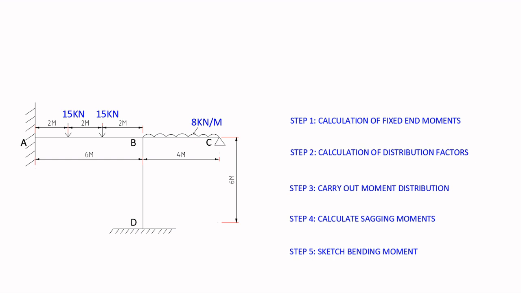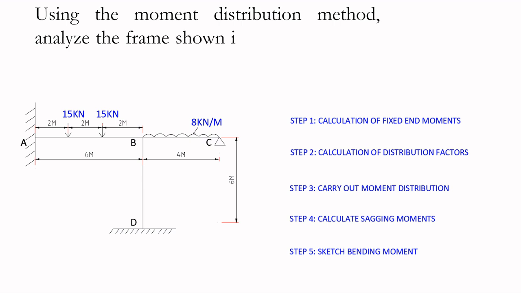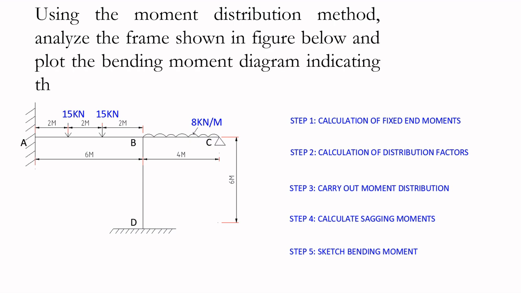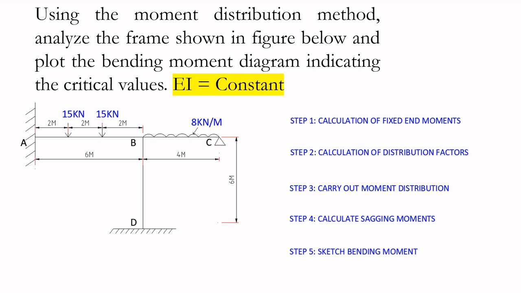Using the moment distribution method, analyze the frame shown in the figure below and plot the bending moment diagram indicating the critical values. EI is constant. So we are going to look at the steps involved in solving this question. I will take you step by step.